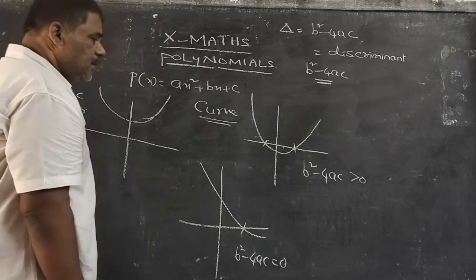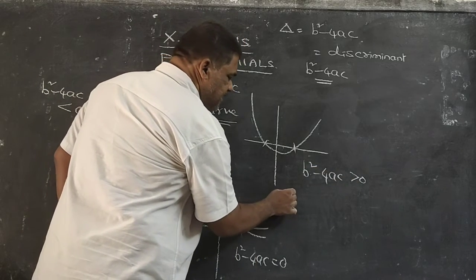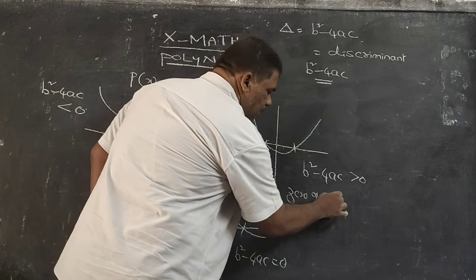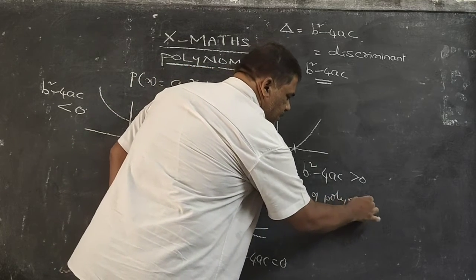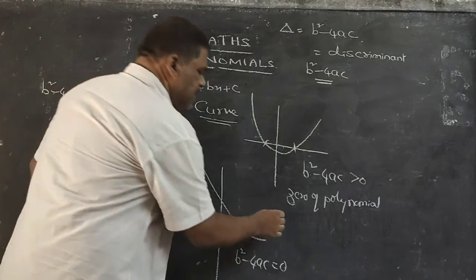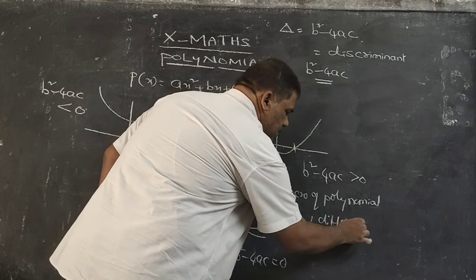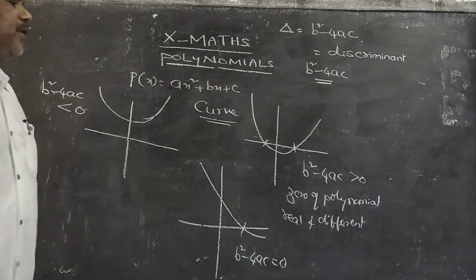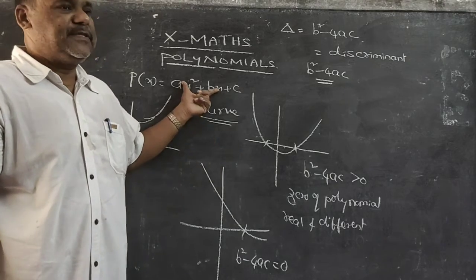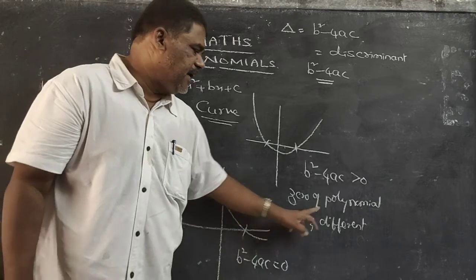Now, if b square minus 4ac is greater than 0, then it indicates that the zeros of the polynomial, that is the values of x, are real and different numbers. If you get b square minus 4ac a positive number, then the quadratic expression has 2 zeros, and those 2 zeros, that is the values of x, are real and different.